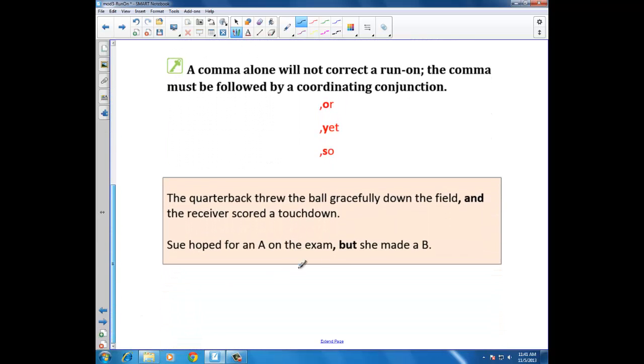The quarterback threw the ball gracefully down the field, comma, and the receiver scored a touchdown. Sue hoped for an A on the exam, comma, but she made a B. Now, and or but can be used for many reasons, but when you see the comma before it, it means that you are connecting independent clauses. An educated reader will know what you're doing. You're creating two independent clauses and joining them together to show a relationship between those clauses to the reader. That relationship is one of equality.